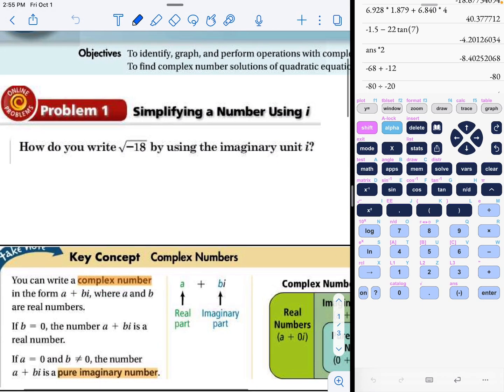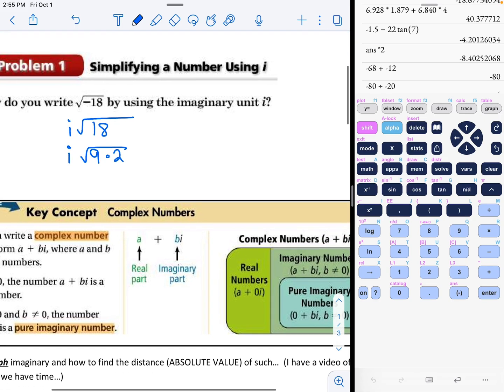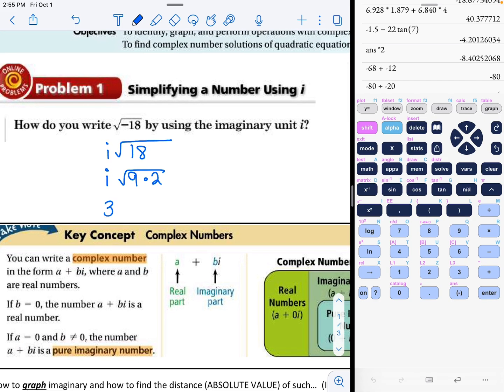Problem 1, simplifying a number using i. How do you write the square root of -18 by using the imaginary unit i? So the first thing, remember that a negative inside means that we will have an i. We're saying it's the imaginary root of 18. We're going to go to our list and figure out what goes into 18. You would eventually find out that it's 9 times 2. So when you take the square root of 9, you get 3i square root of 2, because the square root of 9 is 3.